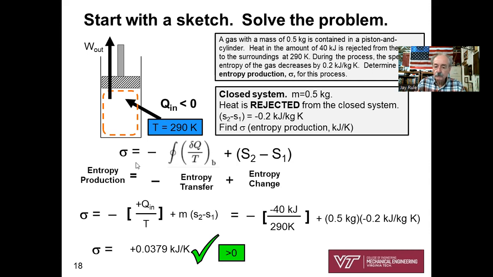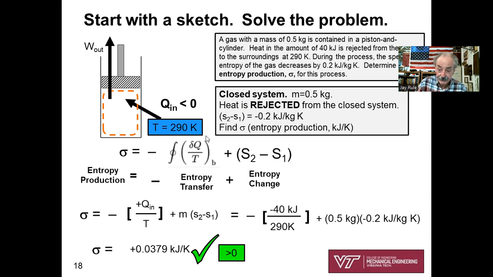Okay, so we're going to go notes, closed system, mass 0.5 kilograms. I'm writing down in big letters, heat is rejected. I'm going to have Q negative. Entropy change is minus 0.2 kilojoules per kilogram per degree K. What am I supposed to find? Entropy production in kilojoules per degree K.